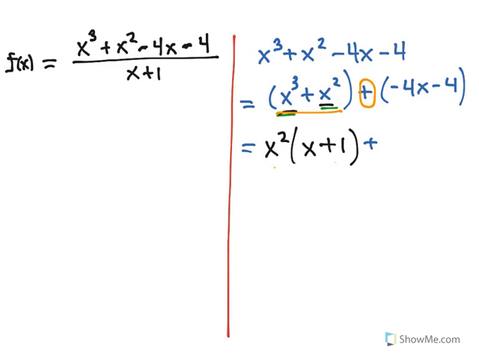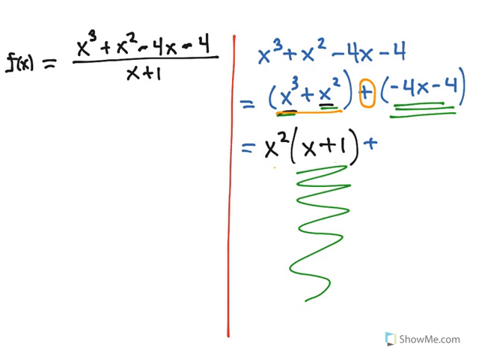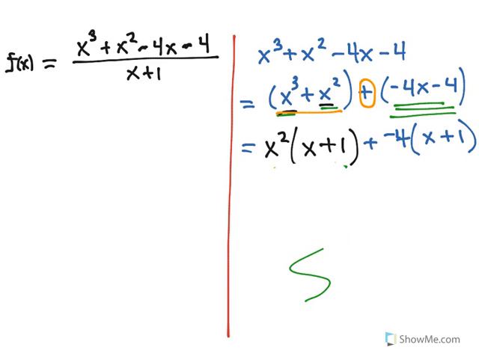Now, you would like to factor something out from the second group so that you would also be left with x plus 1. So if I were to factor out -4, then from the first term I'd be left with x, and from the second term I'd be left with plus 1. So the reason why I factored out -4 is because I am left with x plus 1 after I factor out -4.